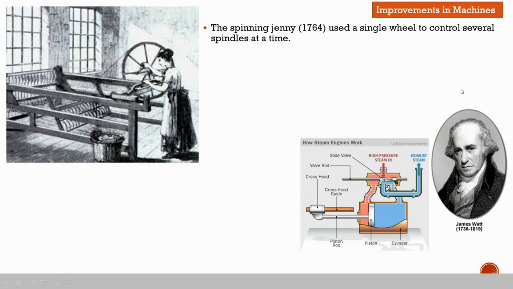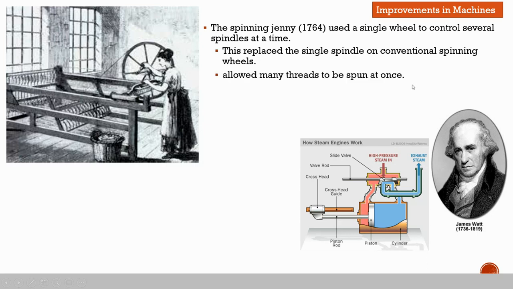All right, improvements in machines. So the spinning jenny in 1764 used a single wheel to control several spindles at a time. This replaced the single spindle on the conventional spinning wheel. So at home, you usually had just the one wheel, and you could make very little thread or yarn at once. But now you had several different spindles, and then you would use the one wheel and make it a lot faster. So this allowed many threads to be spun at once, and larger quantities of threads could soon be made quickly and inexpensively. So the faster you made it, the cheaper it made it.